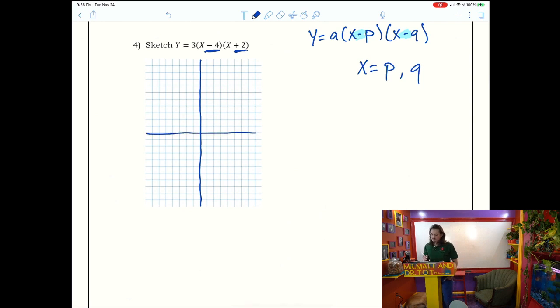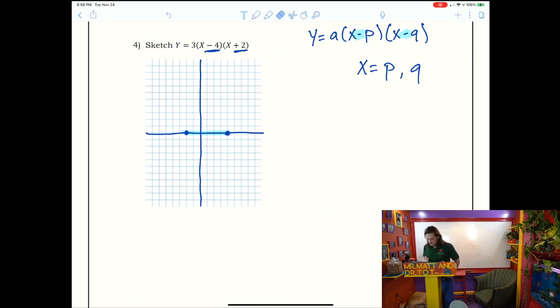And I'm going to mark off the x-intercepts of positive 4 and negative 2. So you can just remember that they're opposite of common sense. If it's x minus 4, that represents an x-intercept of positive 4. If it's x plus 2, that represents an intercept of negative 2. Now remember also that these quadratics are symmetric. So the vertex is going to be equidistant between these two intercepts.